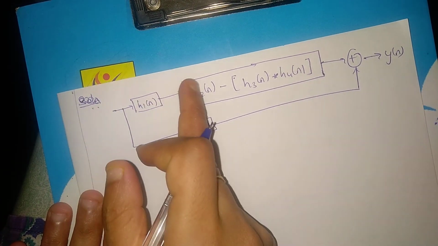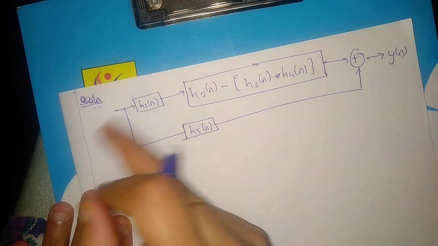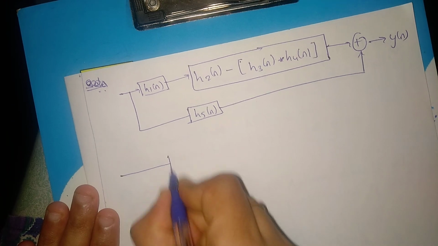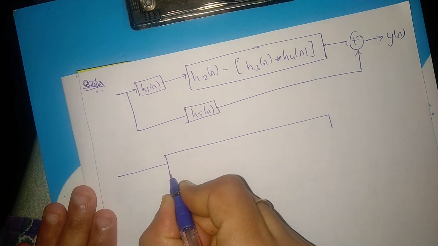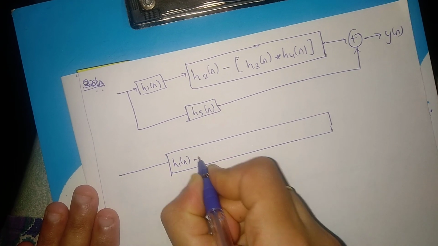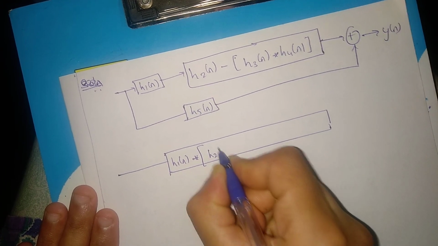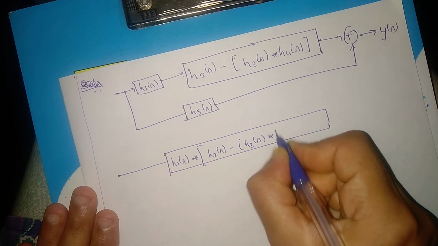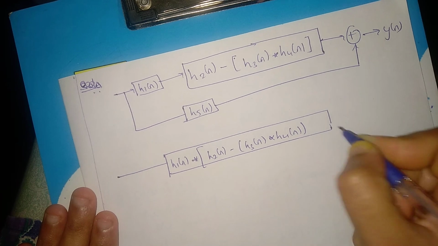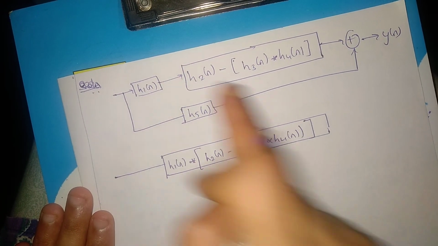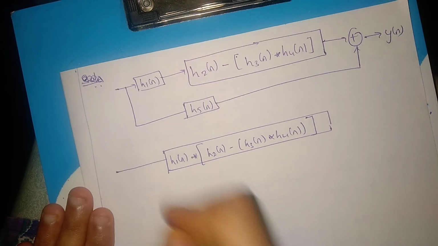Series means we need to convolve. So how we can convolve means, again we are making it into one block which says h1 of n convolution with h2 of n minus h3 of n convolution h4 of n. So this is a whole block, because these two blocks are in series, I am taking convolution here.